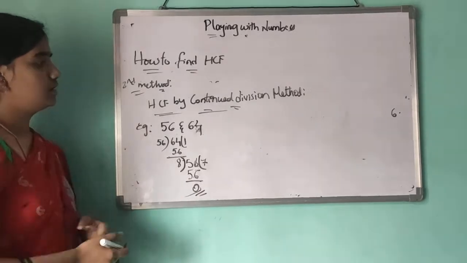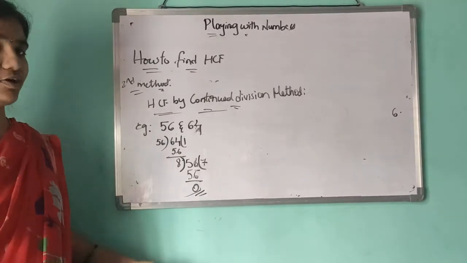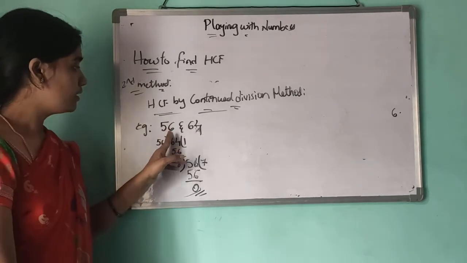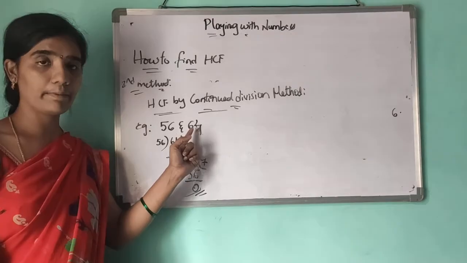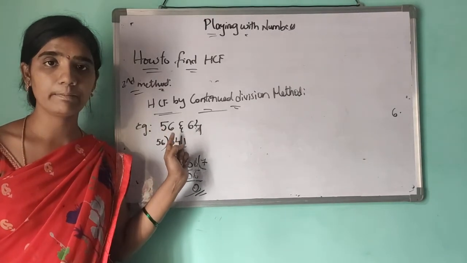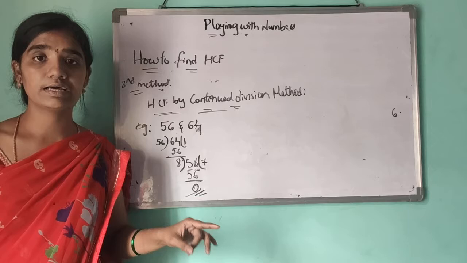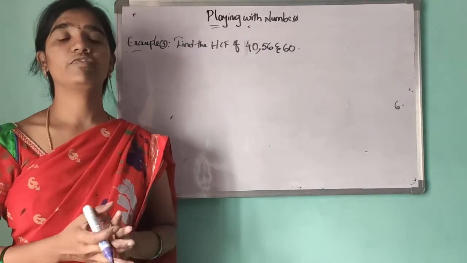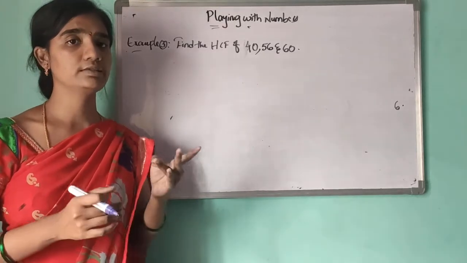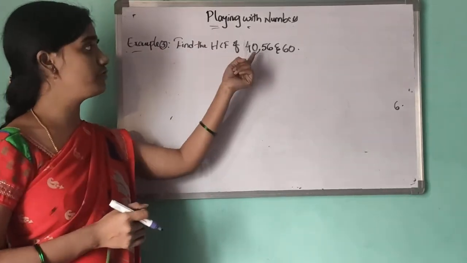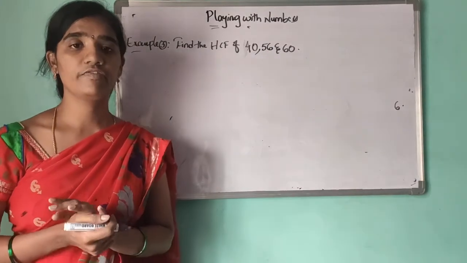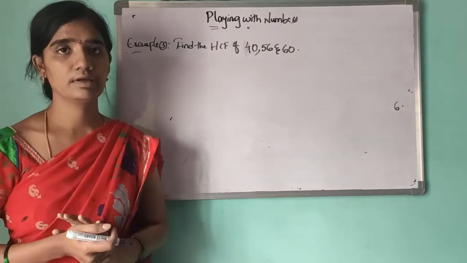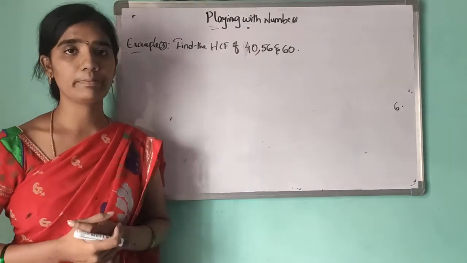In this way, you have to find it. Take the two numbers and compare them to see which one is larger. Divide the larger number by the smaller number, and then divide the previous divisor by the remainder until the remainder is 0. Previously, we found the HCF of two numbers. Now we have to find the HCF of 40, 56 and 60. First we find the HCF of any two of the three given numbers.